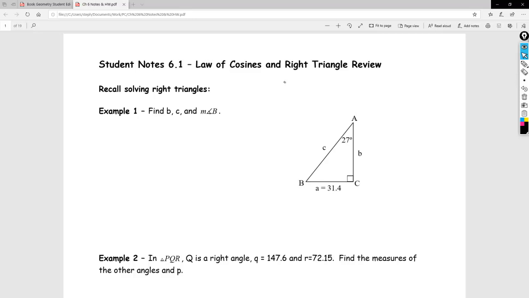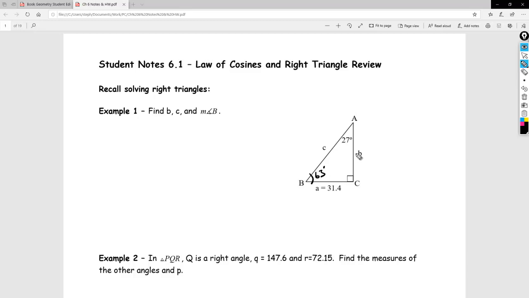Everyone, we are moving on to Unit 6, which is Law of Cosines, and a little bit of right triangle review. So to start, they give us a right triangle, they give us an angle, the opposite side length, and they want us to find the other measures of the triangle. So first things first, I can find the measure of this angle here, because triangles. So this must be 63 degrees.